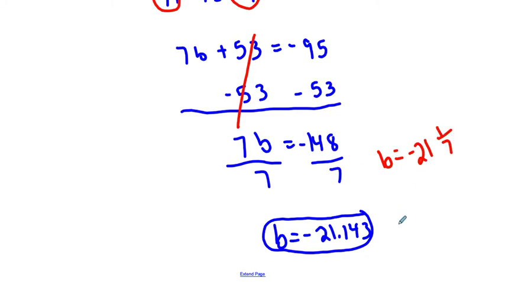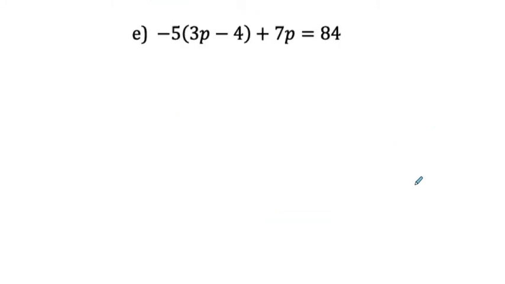You could round this to 1 decimal place, negative 21.1, or 2 decimal places, negative 21.14. You would look at your multiple choice answers and be like, okay, this is my answer, and then move on, okay? So just wanted to point that one out to you. Decimals are okay.